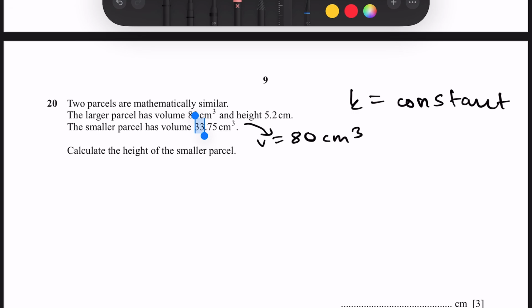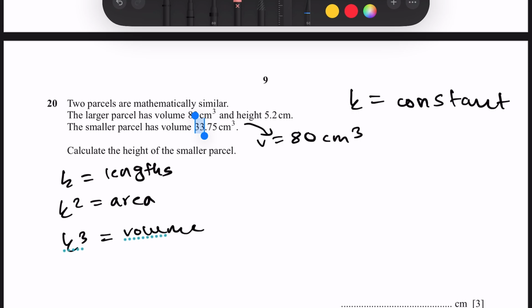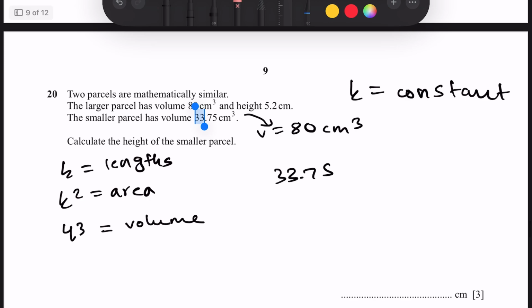So k is involved in lengths, right, in 1 dimension. k squared is involved in area, and k cubed is involved in volume calculations, which means that the smaller parcel's volume, 33.75, times k cubed is equal to 80.